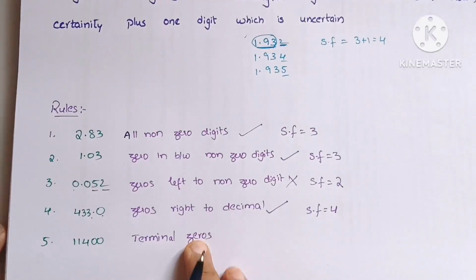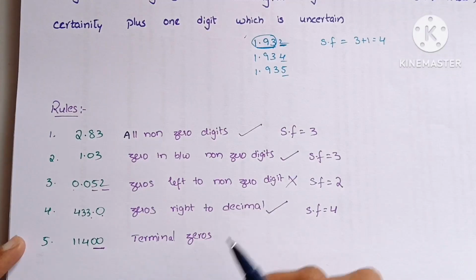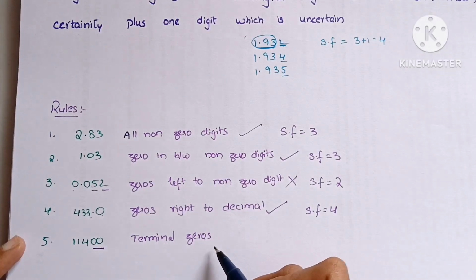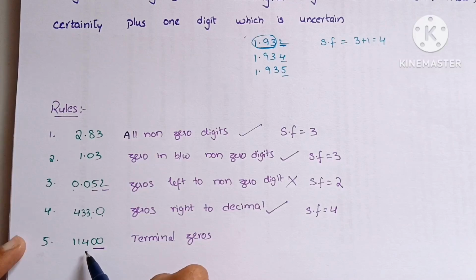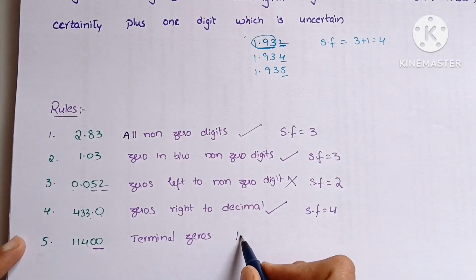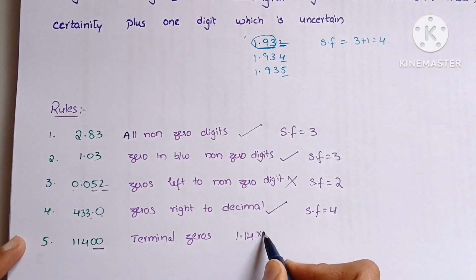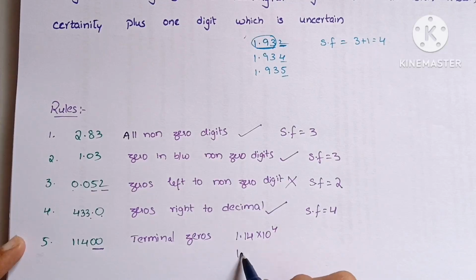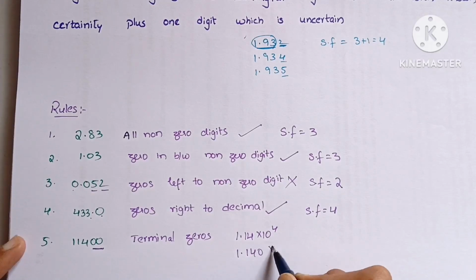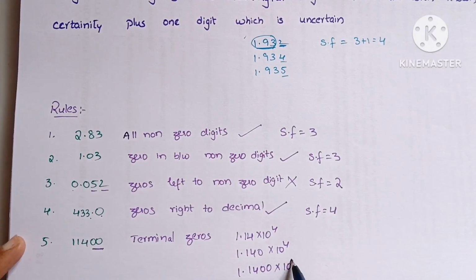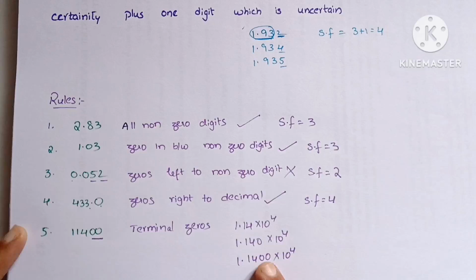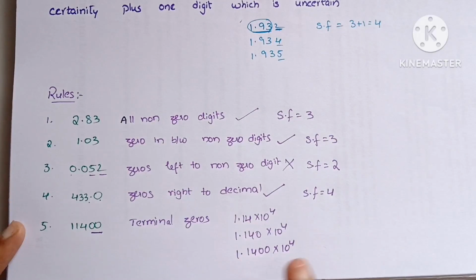And the next rule is terminal zeros may or may not be significant, because we can write this number in different ways: 1.14 into 10 to the power of 4, 1.140 into 10 to the power of 4, 1.1400 into 10 to the power of 4. In all these ways the value does not change, but the number of significant figures will change. We cannot consider the exponential form here.